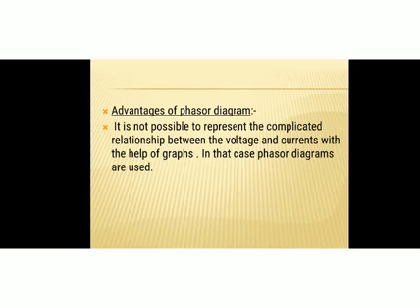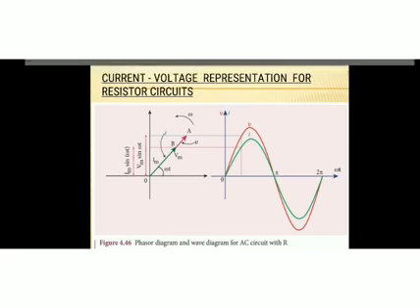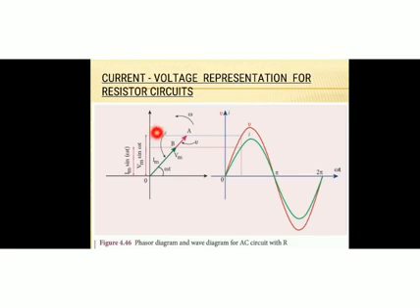Now, advantages of the phasor diagram. It is not possible to represent the complicated relationships between voltage and current with the help of graphs. In that case, phasor diagrams are used, and you will understand more about it when you study the LCR circuit. It is a very complex circuit. Okay. So what is a phasor? So a phasor is a vector, and this vector is capable of rotating through an angle of 360 degrees. Okay, and the length of the vector gives the peak value of that quantity, and the vertical component of this vector gives the instantaneous value of that quantity.